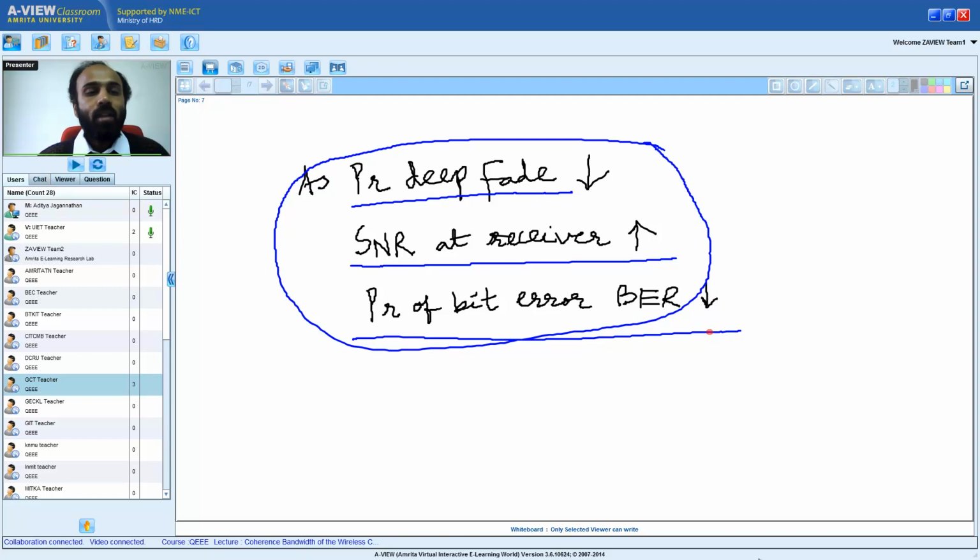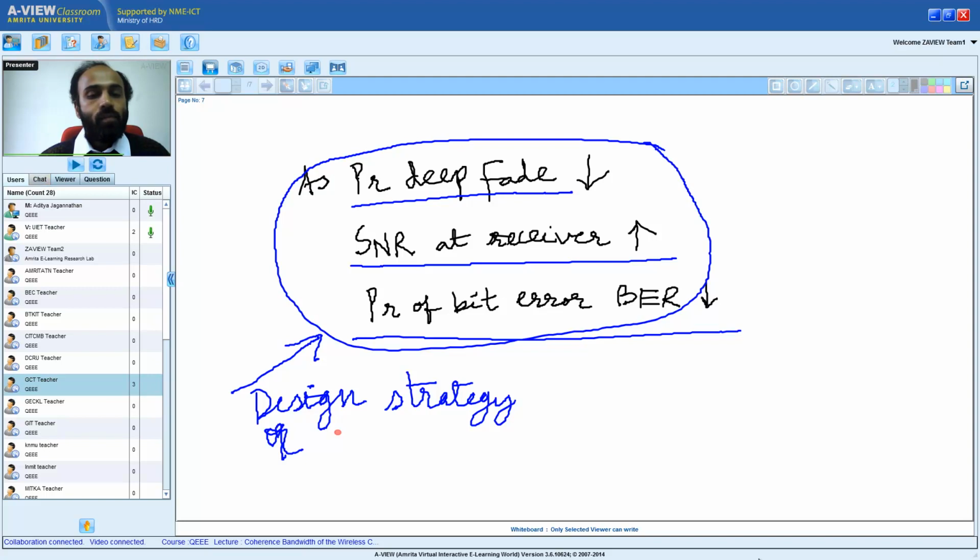This is the main methodology, or basically an overview of the design strategy. So I would like to say this is a design strategy, or a design goal, for the wireless communication system.